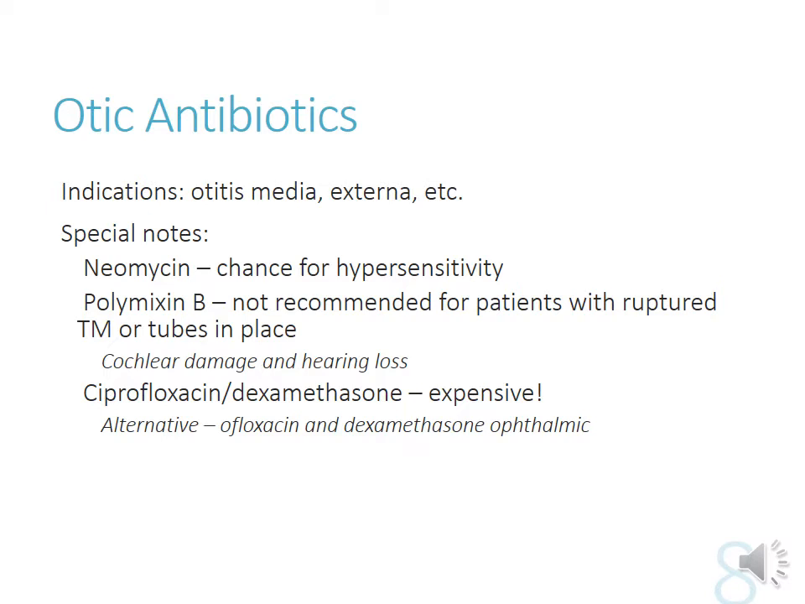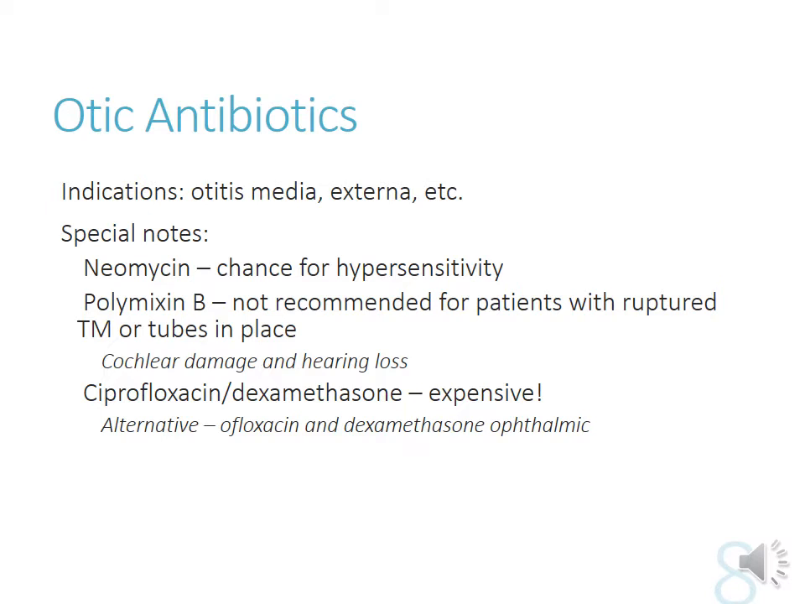One, neomycin probably has the highest degree of hypersensitivity. So if you are worried about that, or if they have a previous history of allergy, it's probably to the neomycin itself. And then the other thing to note is, and we talked about the polymyxins, you guys remember that it had a lot of toxicities associated with it, especially when administered systemically. Polymyxin B is one you want to not recommend for patients who have a ruptured tympanic membrane or if they have tubes in place. And the reason for that is because when you lose that barrier, some of the polymyxin can get towards the inner parts of the ear and can actually damage some of the hair cells there. And so it can actually cause some degree of hearing loss.